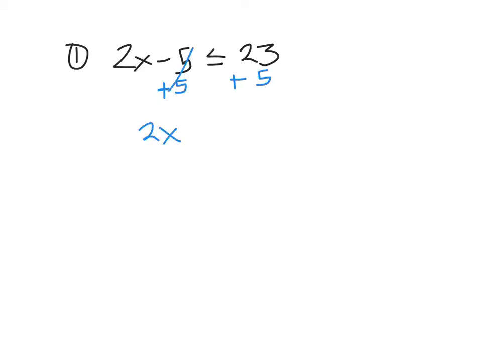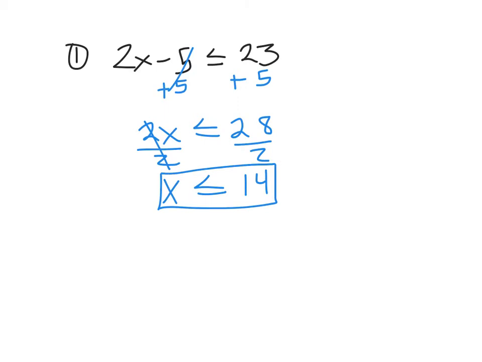Number 1 says 2x minus 5 is less than or equal to 23. Okay, so we're going to move the 5 first. Since it's a minus 5, we're going to plus 5. We have 2x less than or equal to, what's 23 plus 5? It'd be 28. 2 times x, so we're going to divide by 2. We divided by a positive number, so the sign does not change, and then 28 divided by 2 would be 14.